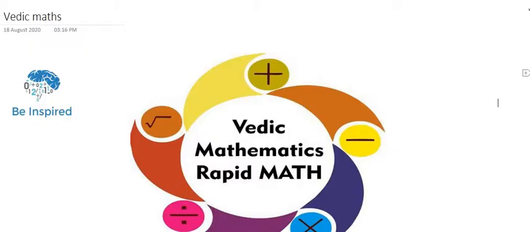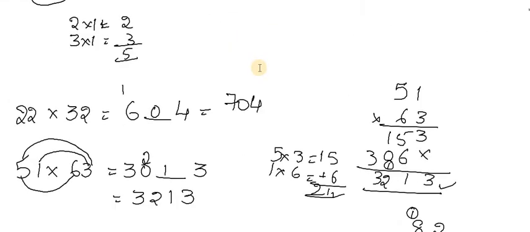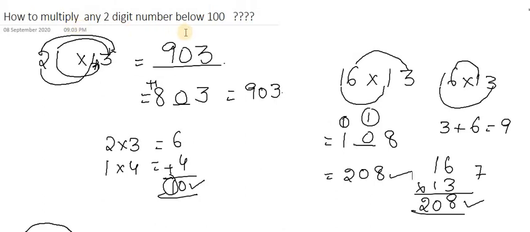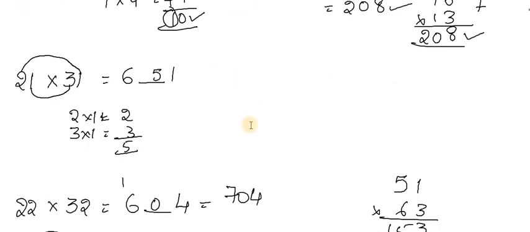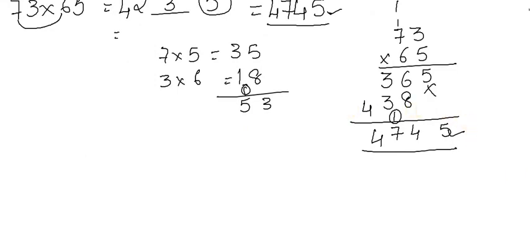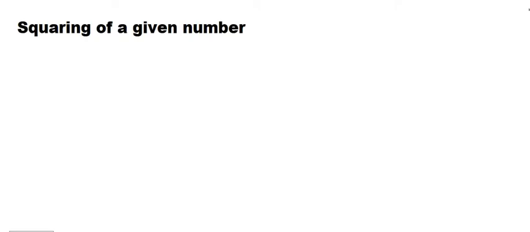So today we are going to learn one fast math tip. In the previous class we learned multiplication, how to multiply any two-digit number below 100. Like that we are going to learn one trick now. Today we are going to learn squaring of a given number. Any number you can take, and we will learn how to do the square of a number very easily. We are going to learn the trick.